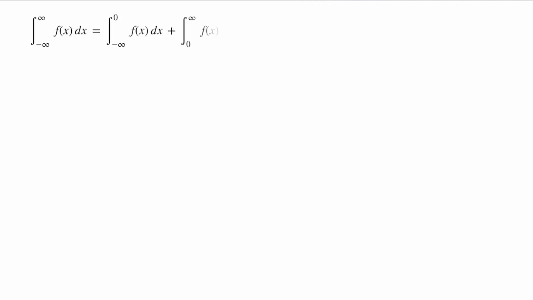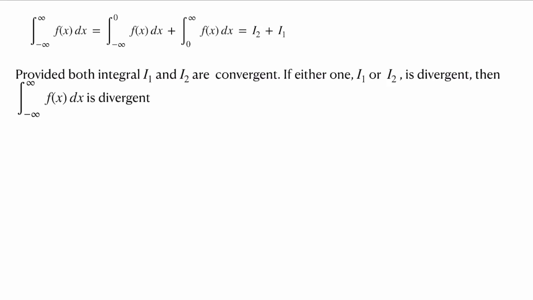Now we can look at the integral from minus infinity to plus infinity of f of x dx. It can be written as the integral from minus infinity to 0 of f of x dx plus the integral from 0 to infinity of f of x dx, or I2 plus I1. It is convergent if integrals I1 and I2 are convergent. If either of I1 or I2 is divergent, then the integral is also divergent.